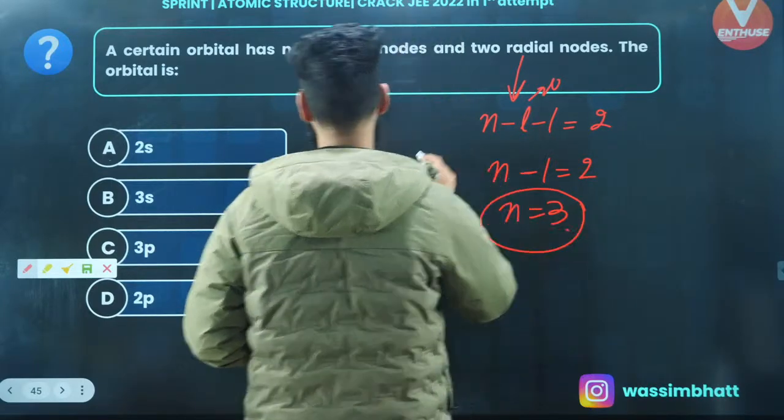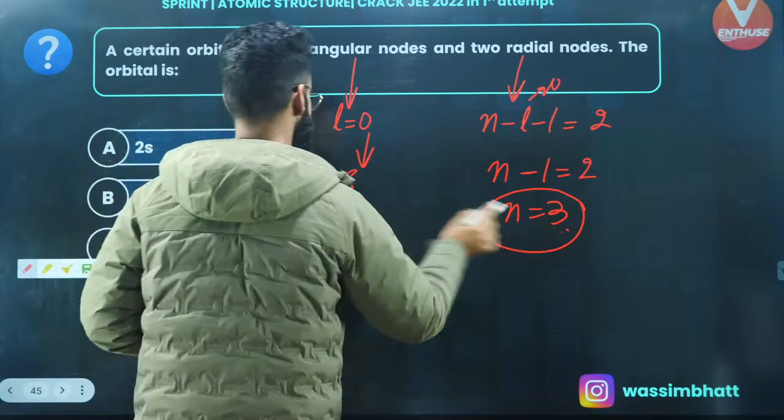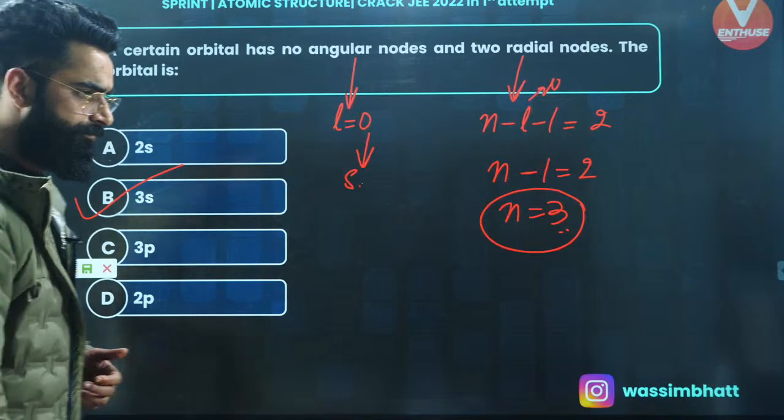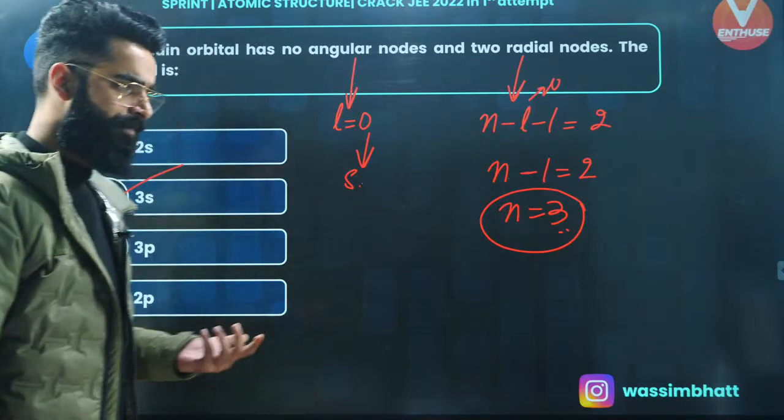So n is 3, L is 0. L is 0 for s subshell. So it's basically talking about 3s, right? So 3s is going to be the correct answer of this question. Again simple.